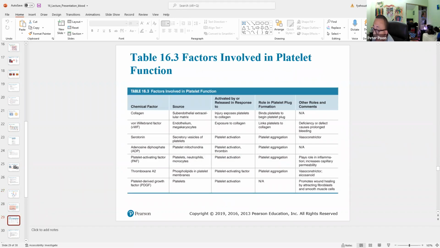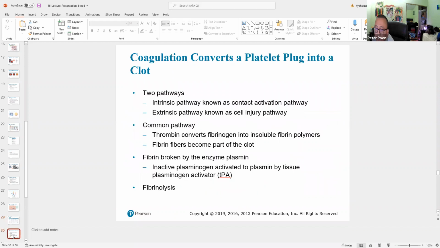Okay. So things that are important here: collagen, so activated, hemoglobin factor, thromboxane. These four, sorry, not three, primarily in PGGF, actually cause the first plug, the platelet plug. The next thing, the platelet plug is a temporary plug. It's not a clot.